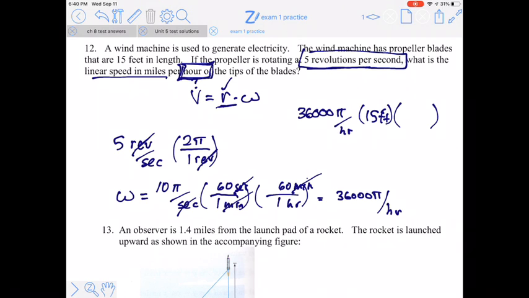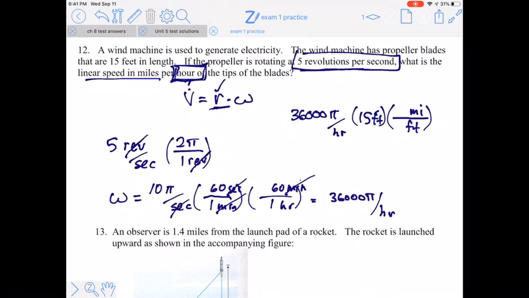All right, so feet into miles. I want the feet on the bottom and miles on top. This is not maybe common knowledge, but it is useful to try to remember: 1 mile is 5,280 feet. So now I cancel the feet unit of measure.